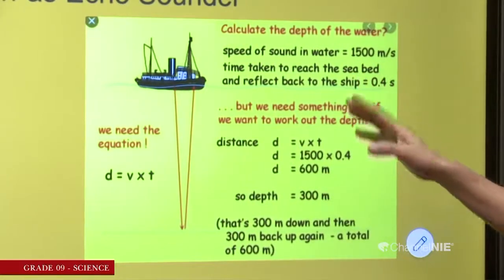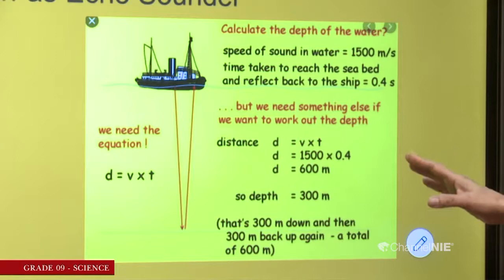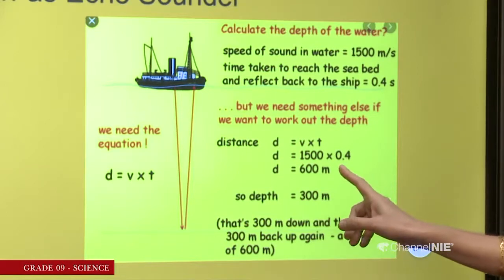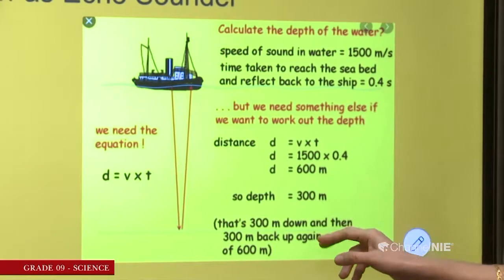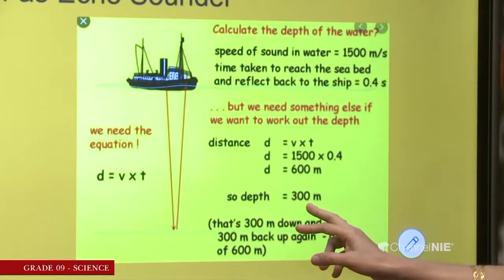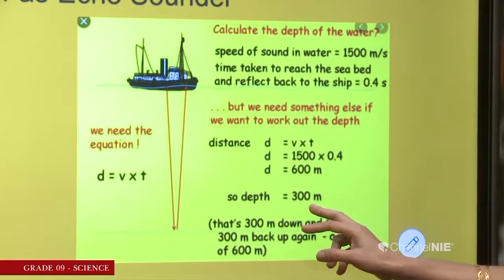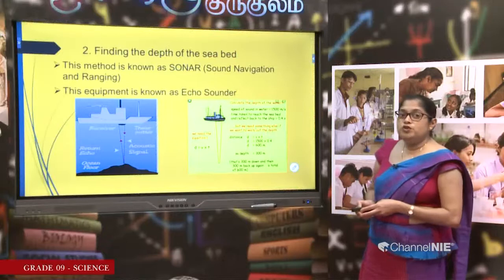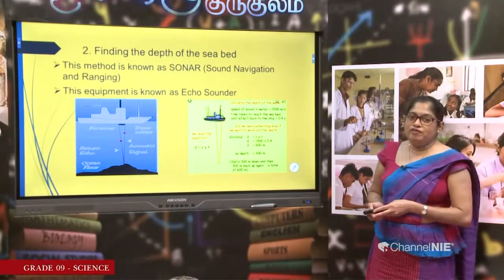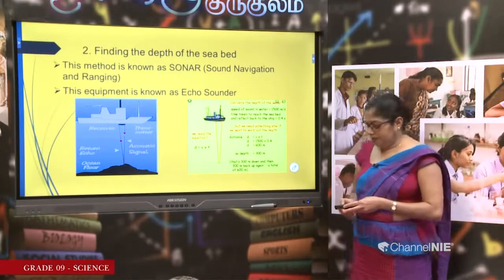So, to get the depth of the sea bed, you have to divide 600 by 2, so that you will get the depth of the sea as 300 meters. So, using sound reflection, you can find the depth of the sea.